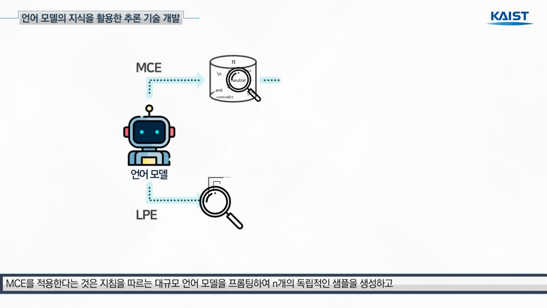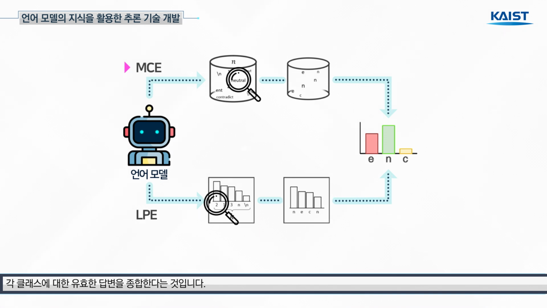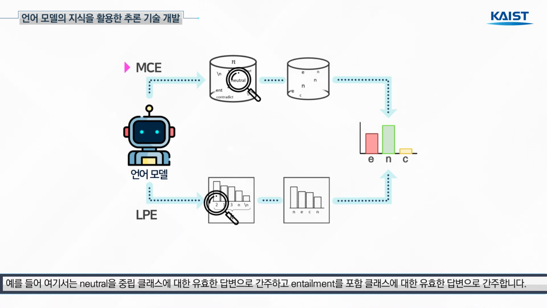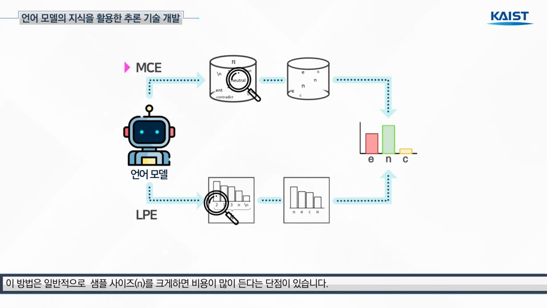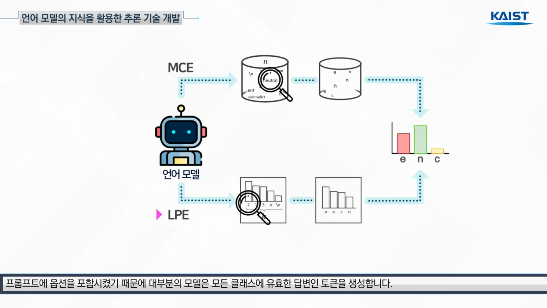Applying MCE means generating n independent samples by prompting instruction-following LLMs and counting the valid answers for each class. For example, here we consider neutral as the valid answers for the class neutral and entailment as the valid answers for the class entailment. This method is costly since we usually set n to be a large number to incorporate as many generated outputs as possible. The other method, LPE, is more cost-efficient, although some APIs might not offer such a function. Using only one generated output, we use the log probability of each generated token. Since we included the options in the prompt, most models generate tokens that are valid answers for all classes.